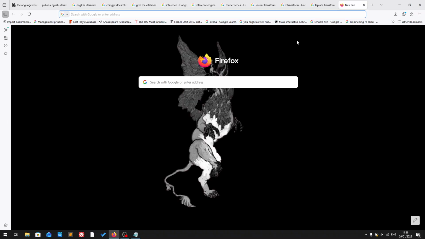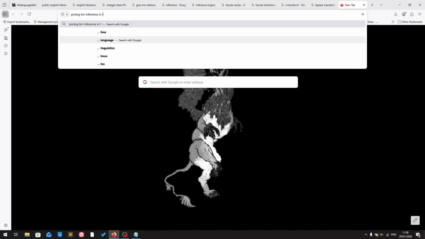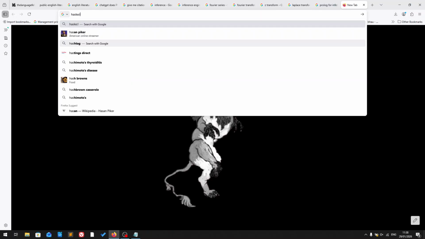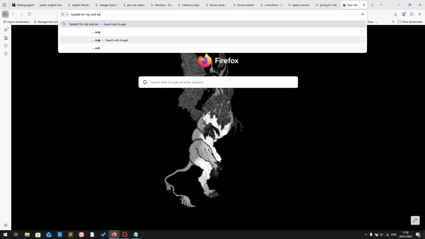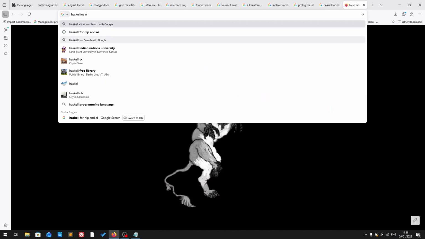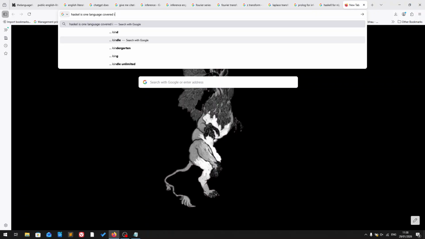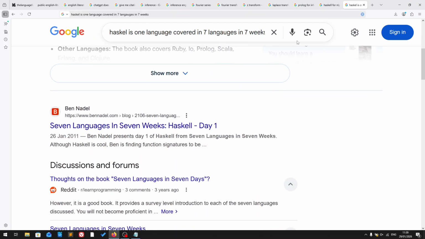And Prolog for inference in natural language, Haskell for NLP and AI. Haskell, by the way, is one language covered in Seven Languages in Seven Weeks, right?